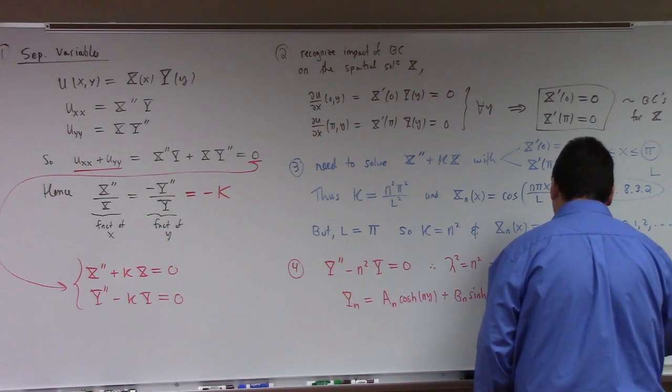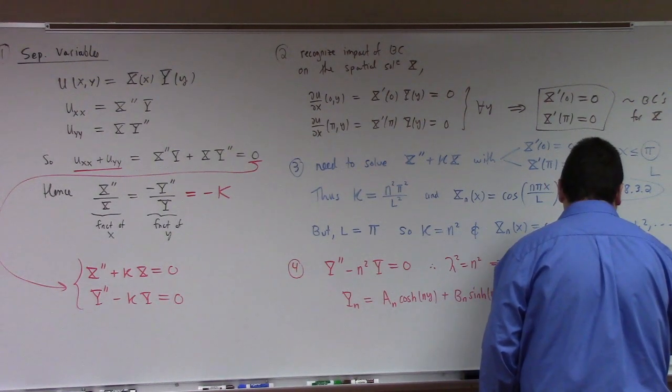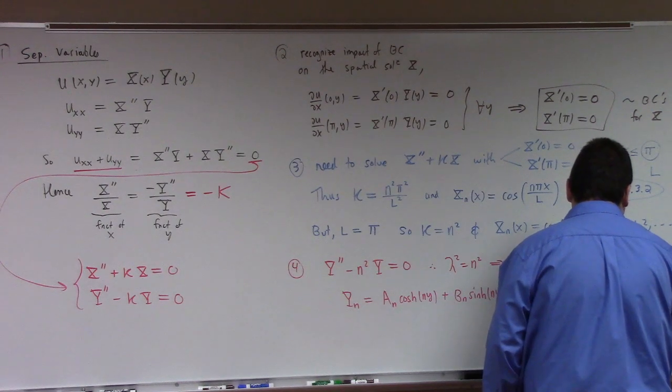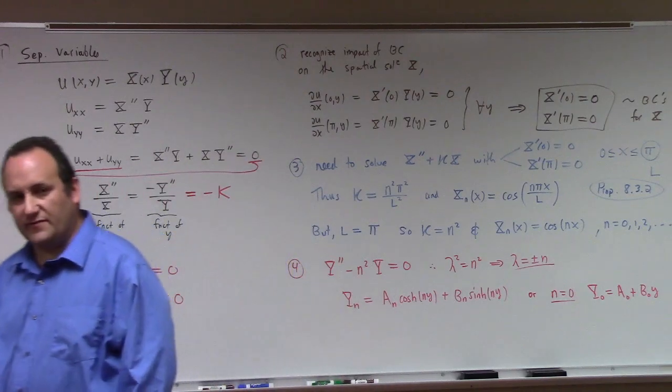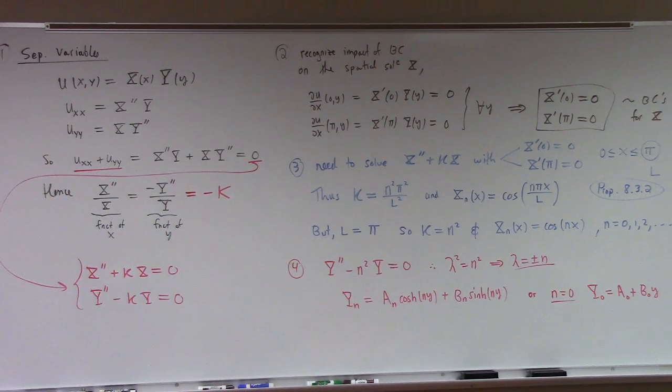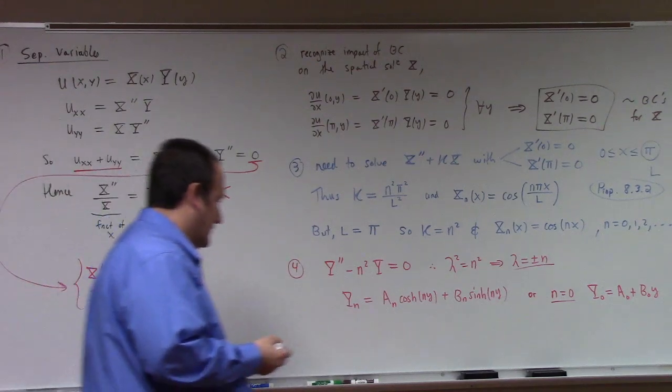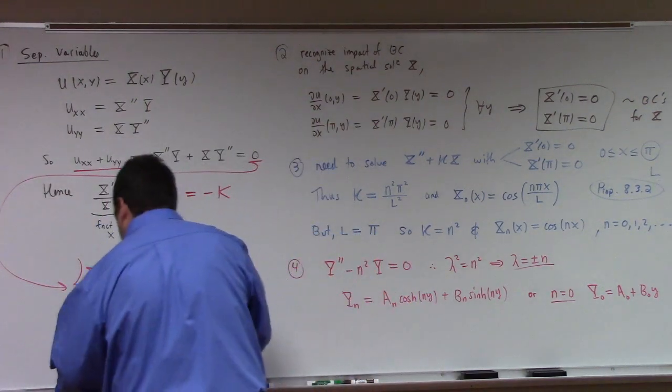That would just be what? Something like a0 plus b0y, right? Because n equals 0 gives us y prime prime equal to 0. Integrate 2 times, we get a linear polynomial in y. So that's my x solution, that's my y solution, and we can put these together to make the product solution, right?